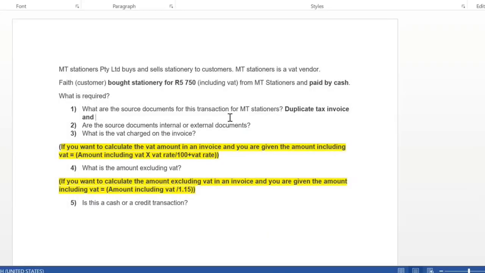Yes. What's another source document for this transaction? The cash. Oh, so you're saying the cash is another source document? Yes. Okay, right. Thank you, Tebogo.